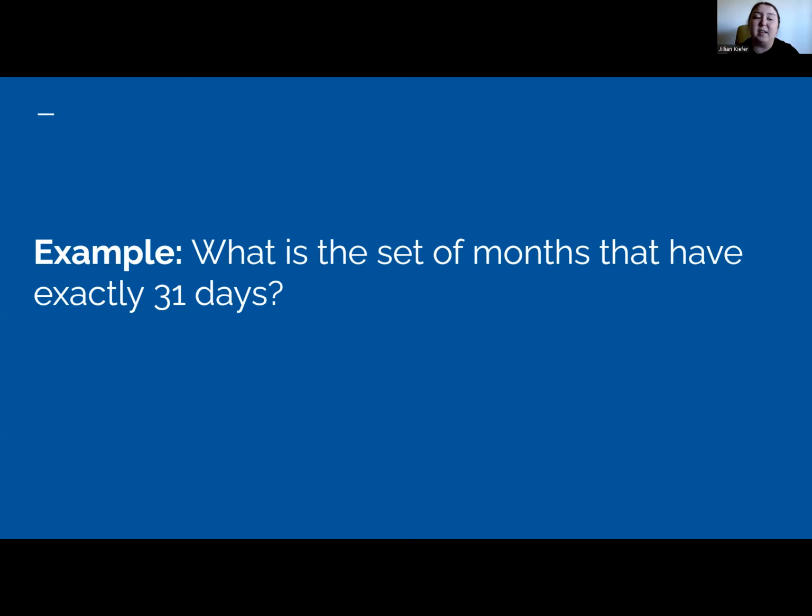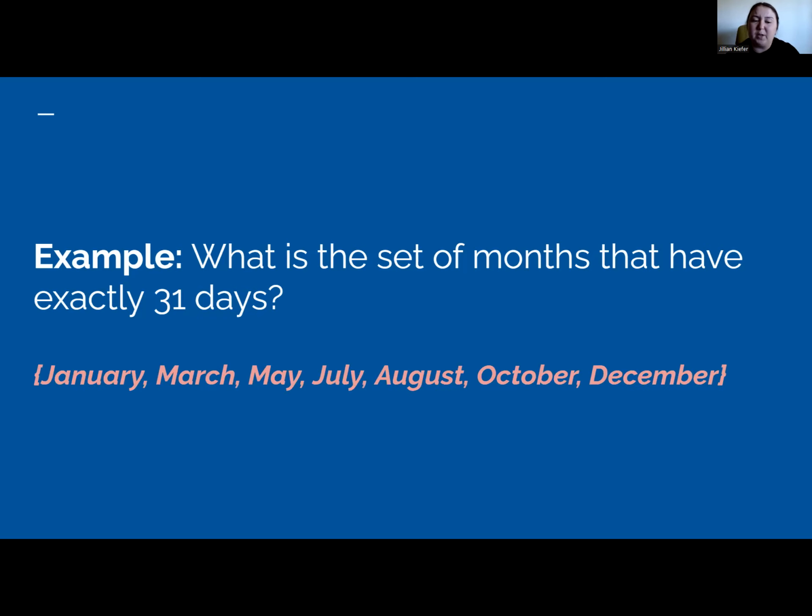So we can think of all the months that have exactly 31 days. Once we figure out what those months are, to represent them in a set, all we would do is list them with commas, and we would put them within curly braces. So the curly ones, which we'll see here in a second. So the set of months that have exactly 31 days is January, March, May, July, August, October, and December. All of those months have 31 days.